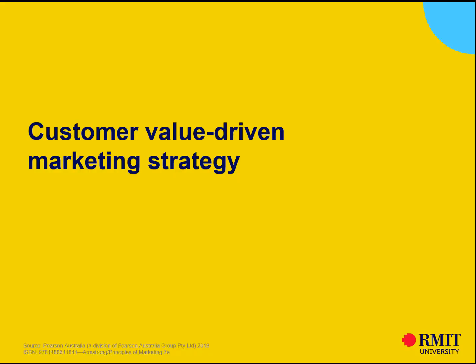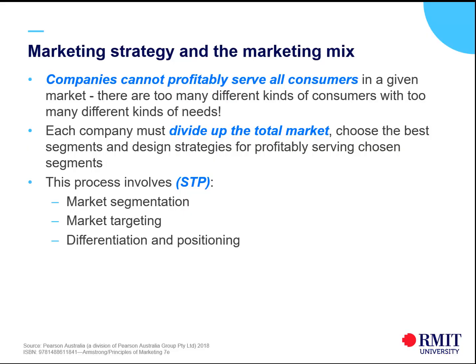So this means we're now going to move into the customer value driven marketing strategy. So companies can't profitably serve all consumers in a given market. There are too many different kinds of consumers with too many different kinds of needs. And we've discussed this in the previous sessions. Each company has to divide up the total market and choose the best segment and design strategies for profitably serving those segments. And we know that this process involves what we call market segmentation, market targeting, differentiation and positioning, or STP for short.